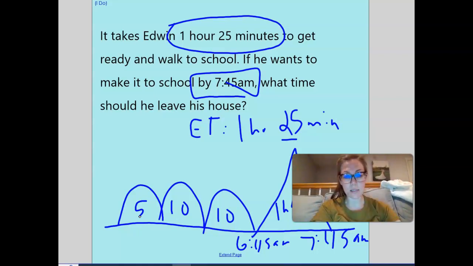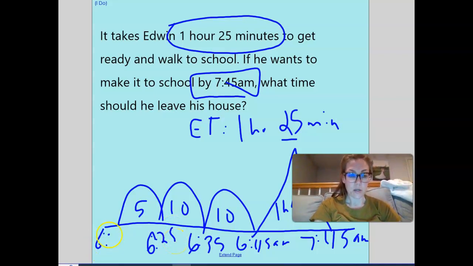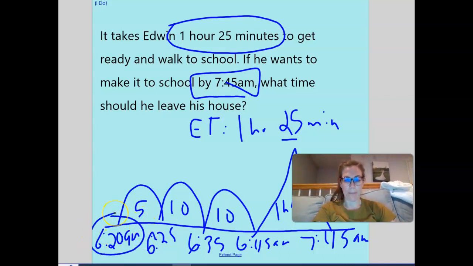6:45 minus 10 minutes would be 6:35, minus 10 minutes, 6:25, and minus 5 minutes is 6:20. So he must wake up and leave his house to go to school at 6:20 a.m.